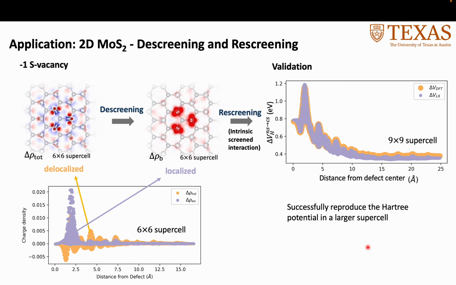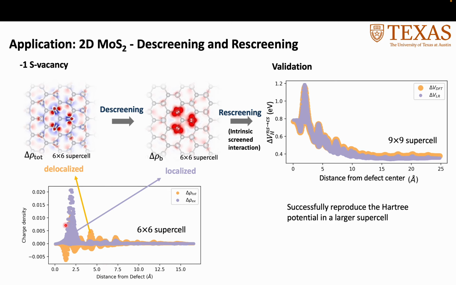In this way, we can do some applications to demonstrate our method. So here is the example of two-dimensional MoS2 with the -1 sulfur vacancy in this material. Starting from the total charge density in a 6x6 supercell and doing the descreening, we can get the bare charge density in the same supercell. And here's the result of the charge density distribution, and the x-axis is the distance from the defect center.